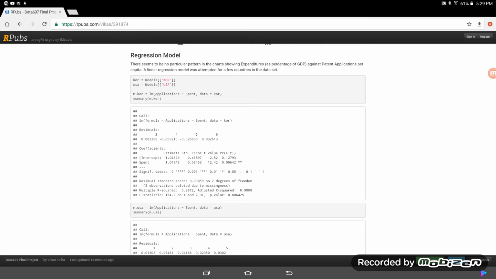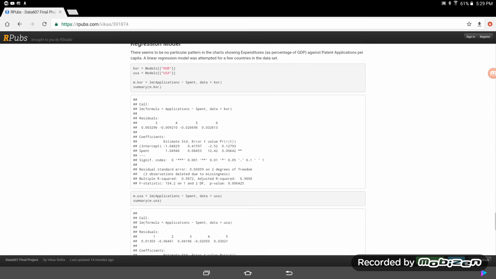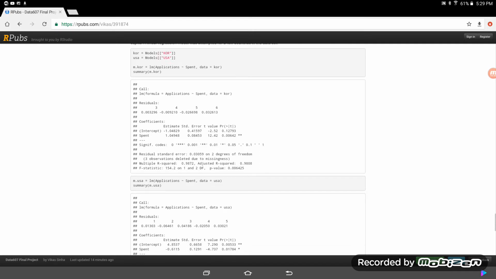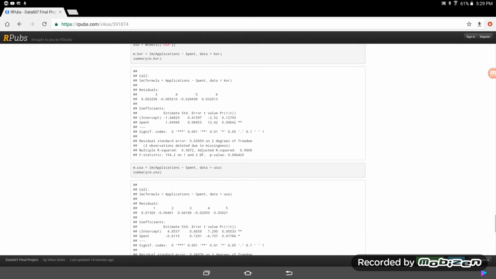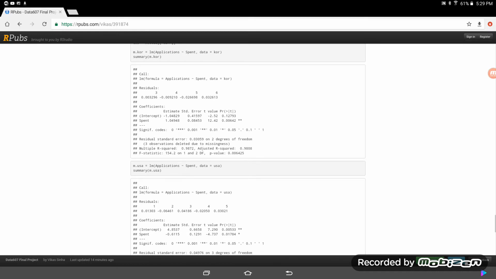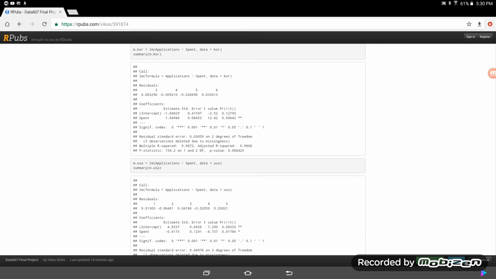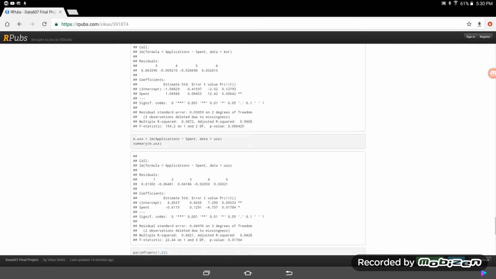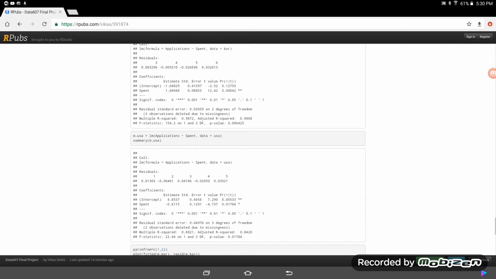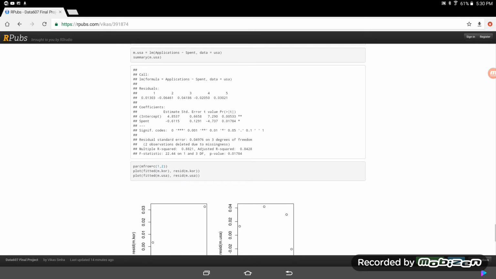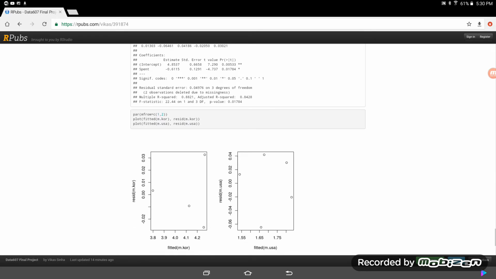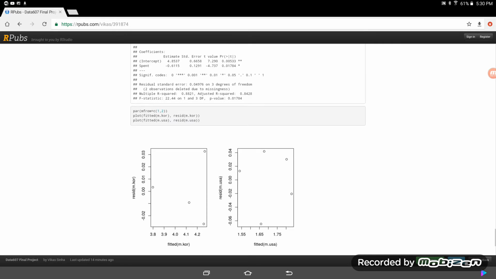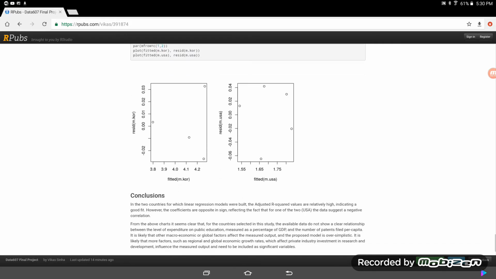So I built a linear regression model using this very simple relationship, and then we see that although the adjusted R-squared values for both of these countries are very high, which is a good thing, we find that the coefficients of the independent variable have opposite sign, which suggests that there is no single model that could apply to both. Looking at the residuals, there is not a clear trend among the residuals, which is good.